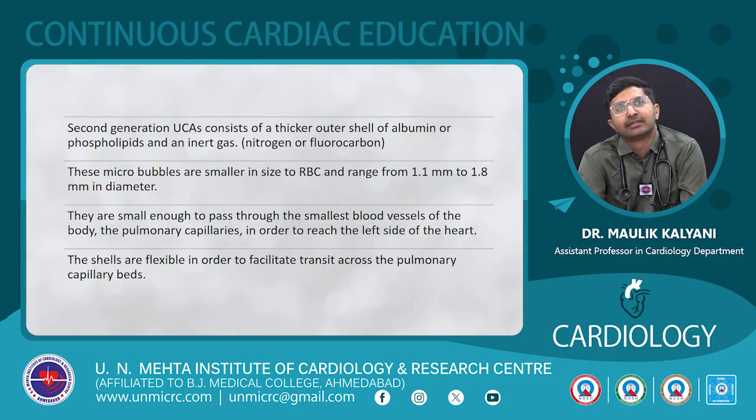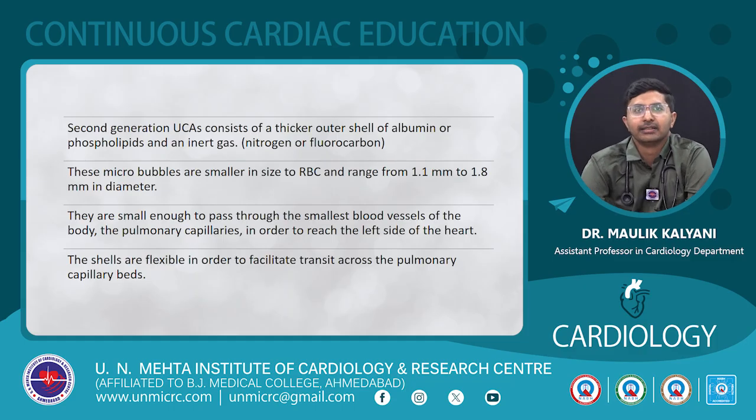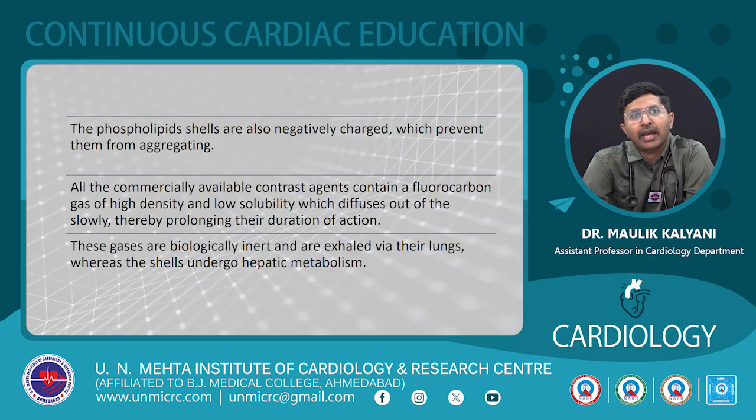So the second generation contrast agent consists of a thicker outer shell of albumin or phospholipid, and there is an inert gas of nitrogen or fluorocarbon. These are smaller in diameter than the RBC, around 2 micrometers, and they can pass through the capillary vessels. These are also negatively charged phospholipids, because this prevents them from aggregation.